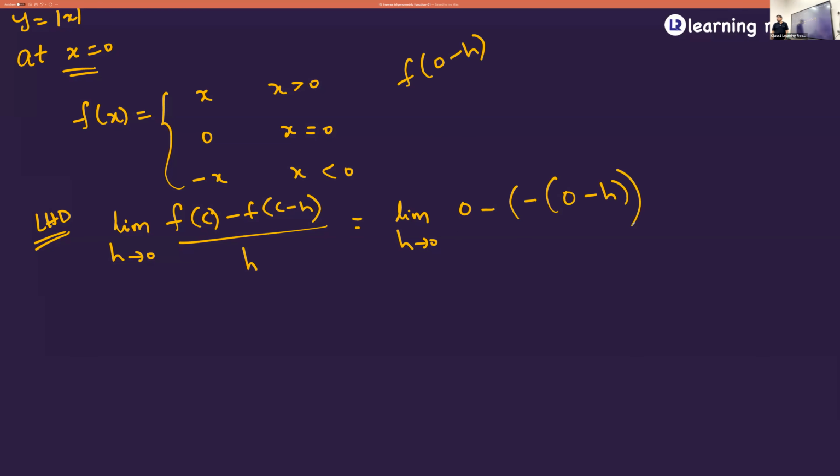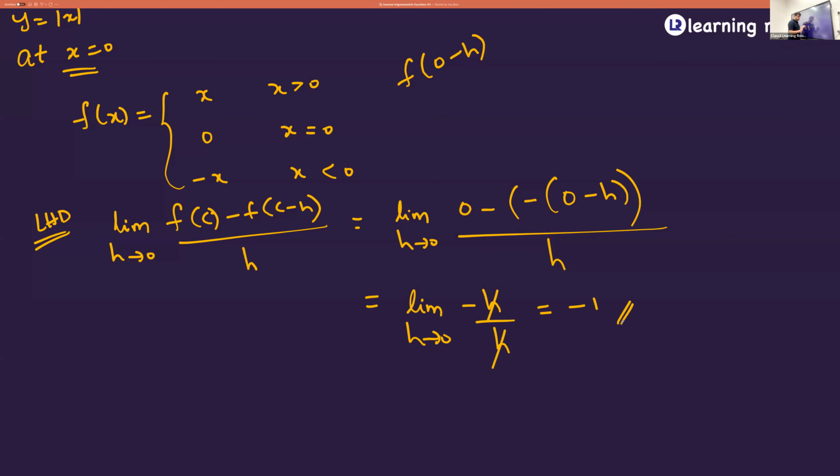Am I right? Why did I put this minus? Because I took this function, the whole divided by h. So what will the answer be? Observe, limit h tends to 0, 0 minus this. So minus of minus h is plus h, plus into minus is again minus. So minus h divided by minus h, this will get cancelled. You will get the answer as minus 1. So have this in your mind. Am I clear with the steps?